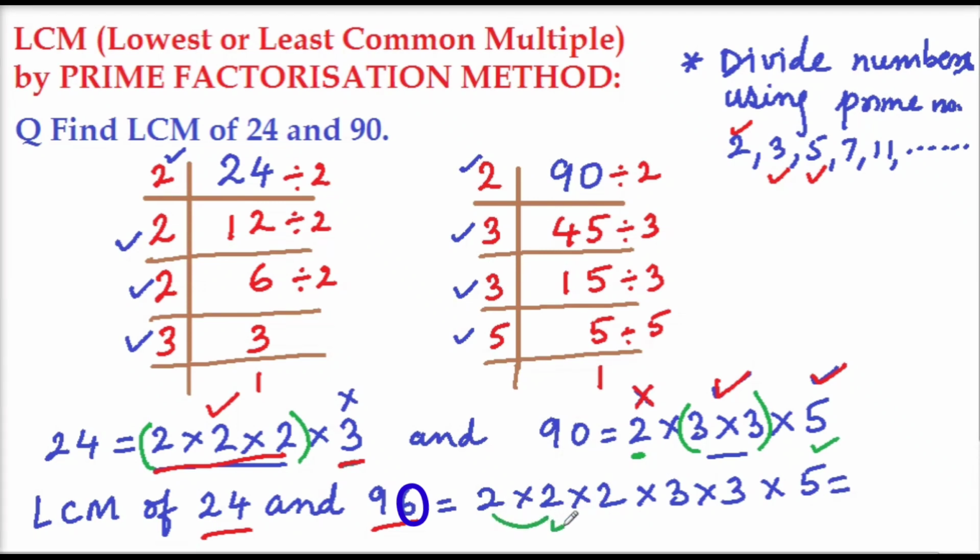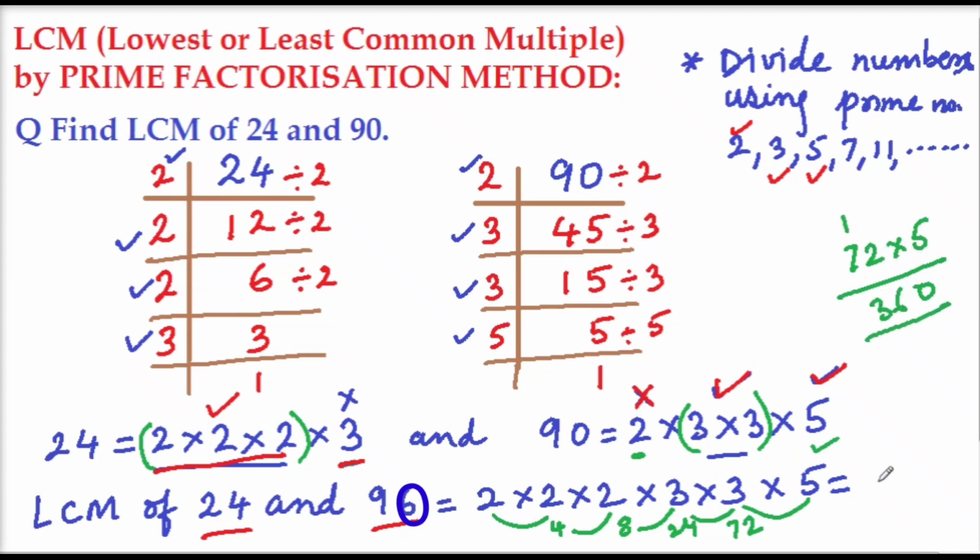Let's multiply. 2 into 2, 4. 4 into 2, 8. 8 into 3, 24. 24 into 3, 72. And 72 into 5. We can multiply 72 times 5. 5 twos are 10, 5 sevens are 35, means 360. So the LCM of 24 and 90 is 360.